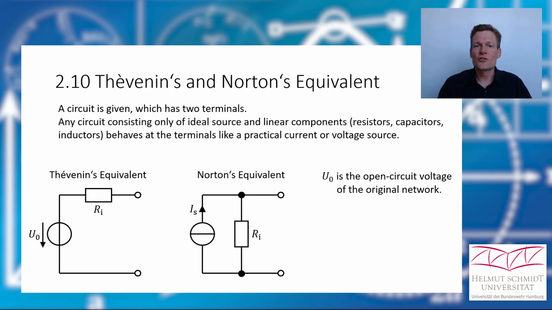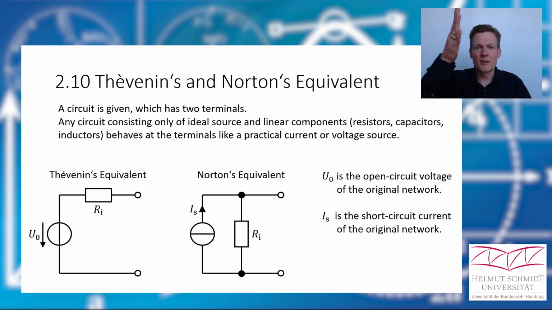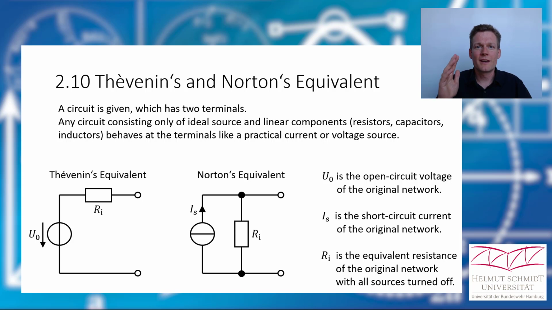Or we could measure or calculate the short circuit current. That means we make a short circuit at the clamps and measure or calculate which current flows there. And the last element we need is the inner resistance, and we can either calculate it. If we have open loop voltage and short circuit current, we can just calculate it with Ohm's law, or we could measure it or calculate it, and therefore we have to deactivate all the sources in our circuit.